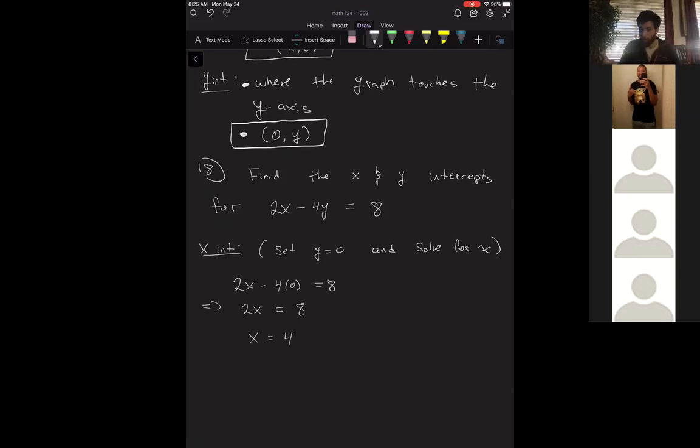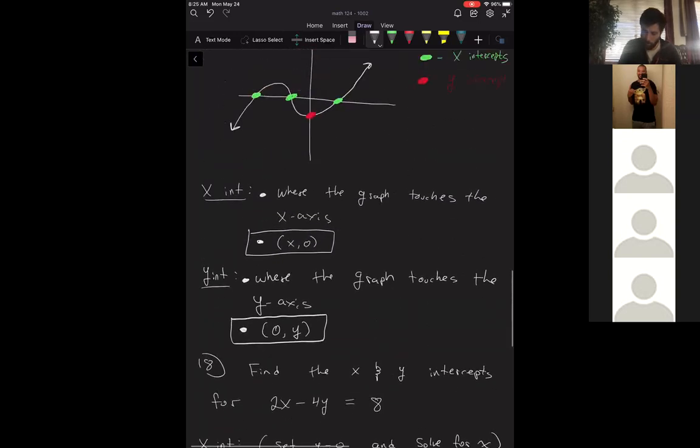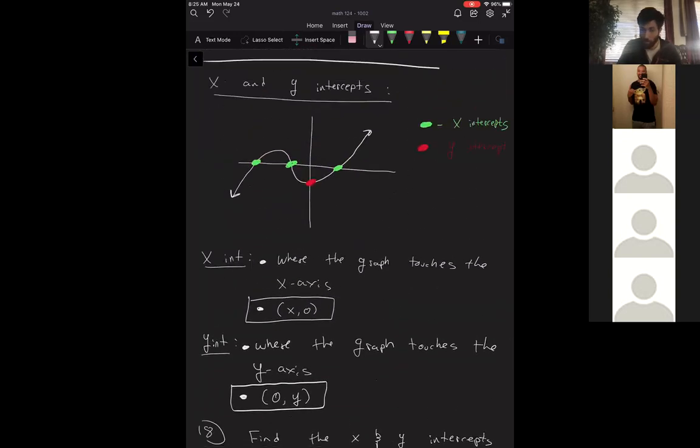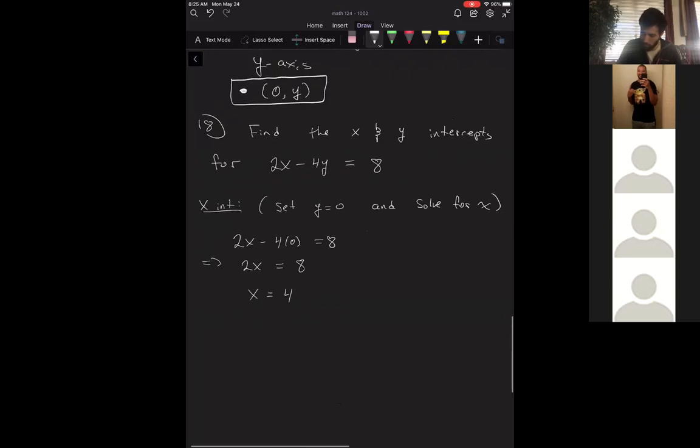In this problem, we're only going to have one x-intercept. We said above, like in this graph up here, how there's multiple x-intercepts. Sometimes we'll get several of them. Sometimes we'll only get one of them. In this situation, we only have x equals 4. And the way we write our answer is going to be the pair. So it's going to be the point 4, 0. The x-intercept and the y-intercept are points. So it tells us that the y value is 0 and that the x value is going to be 4.